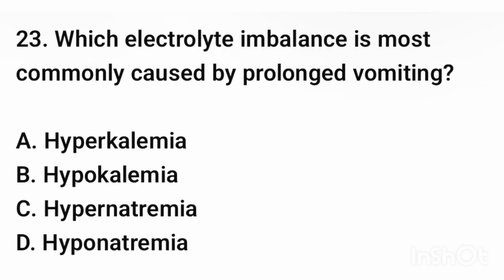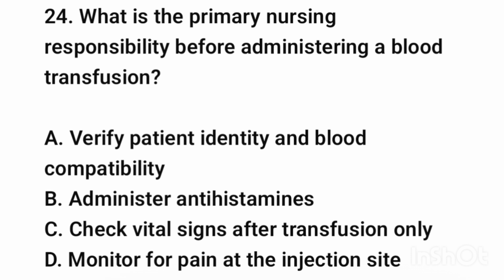Question number 23. Which electrolyte imbalance is most commonly caused by prolonged vomiting? The correct answer is option B. Hypokalemia. Question number 24. What is the primary nursing responsibility before administering a blood transfusion? The correct answer is option A. Verify patient identity and blood compatibility.